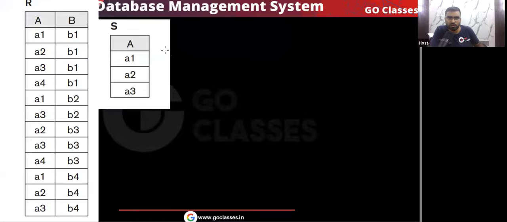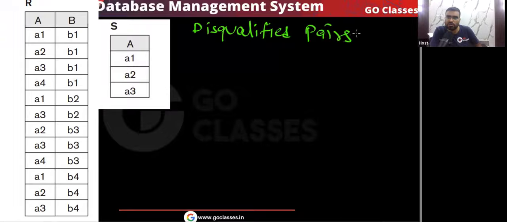So for example, just quickly tell me from this example point of view, what are disqualified pairs? You can see here, remember, this will be the output. So disqualified pairs, what are those?